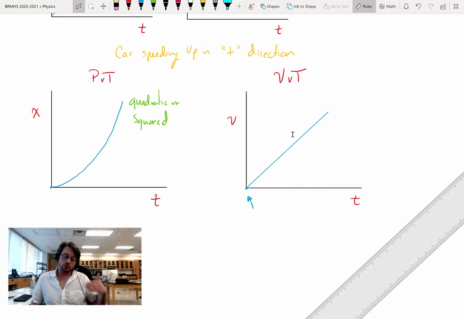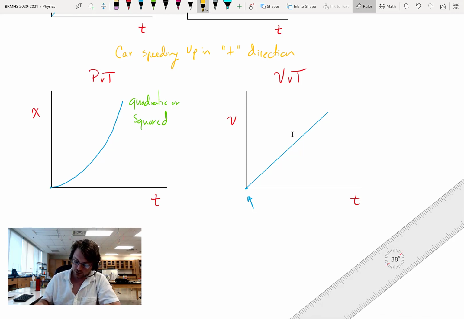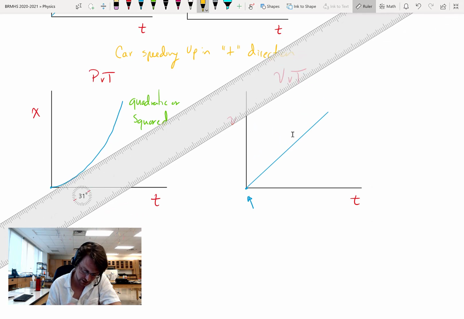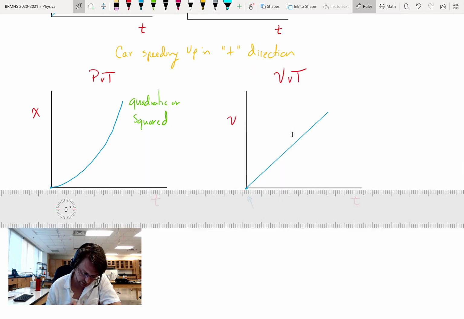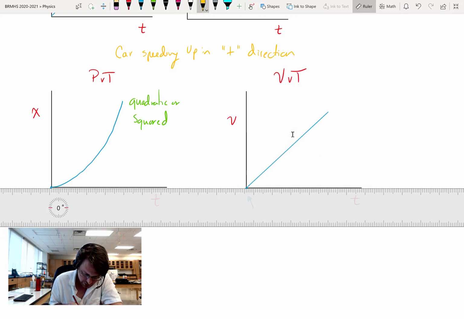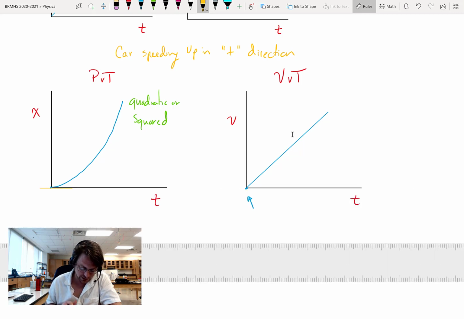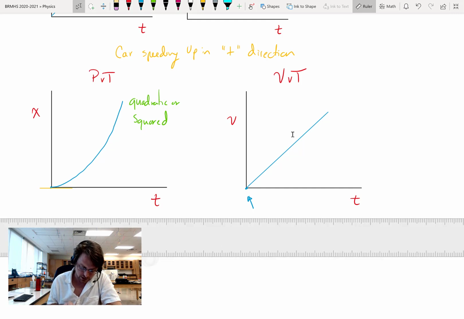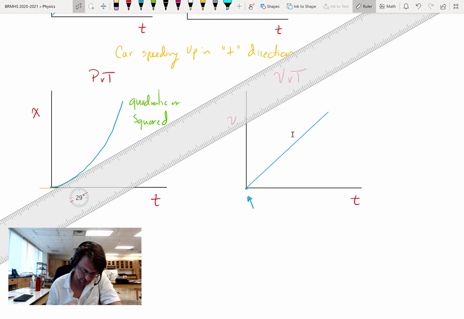As I mentioned just previously, the slope on the position versus time graph is going to be the velocity. So the slope is changing, right? The slope starts out at 0 right down here at the beginning. So here's my slope in yellow. My slope starts out at 0, so our velocity at the very beginning is 0. Then what happens? The slope gets steeper.